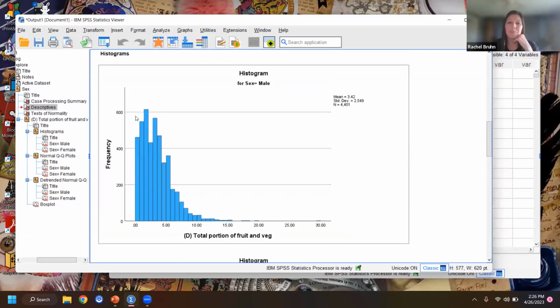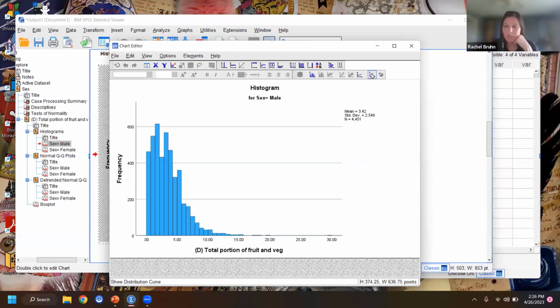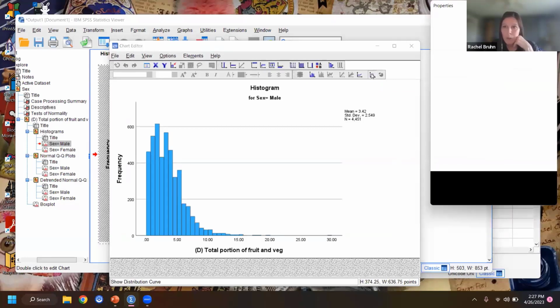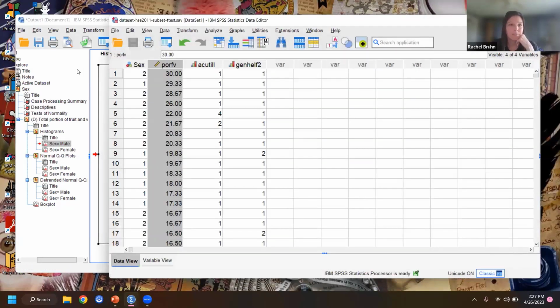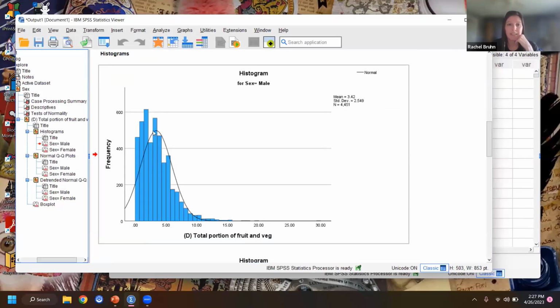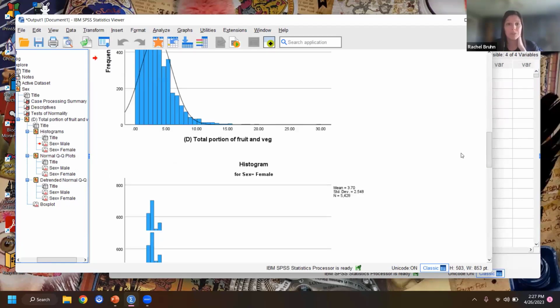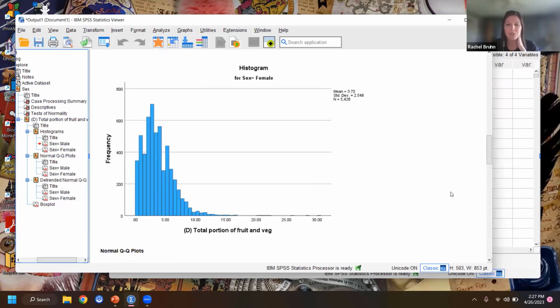So we can see that the peak is very much here on the left with much fewer values here on the right. We can go in and add the normal curve on here. And we can see that here, if this was our normal distribution, there's definitely a lot missing here on the left. So we can see from this histogram that the data definitely does appear to be skewed. Same thing for this group.